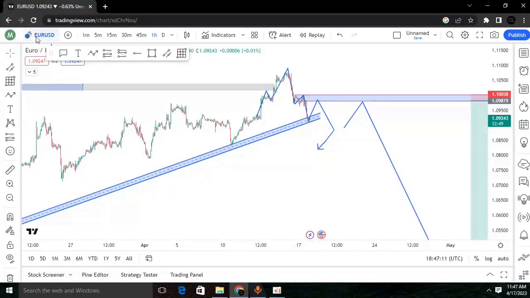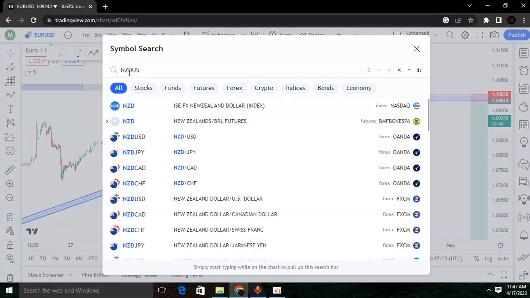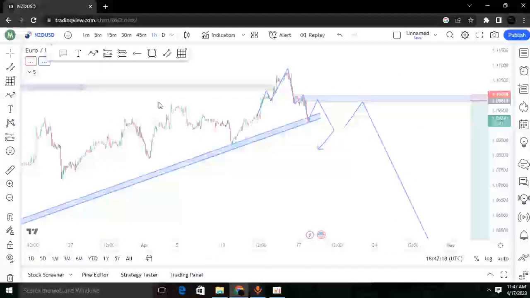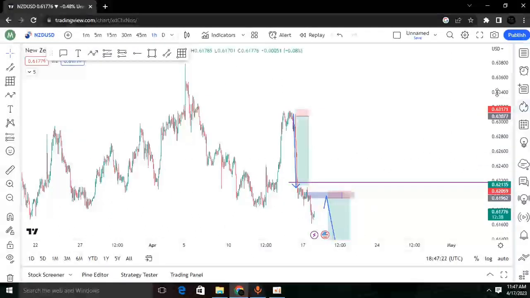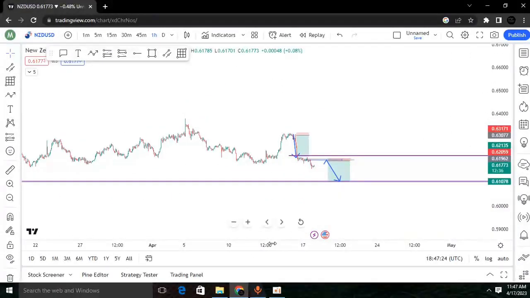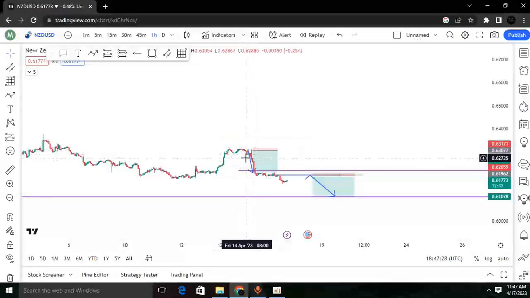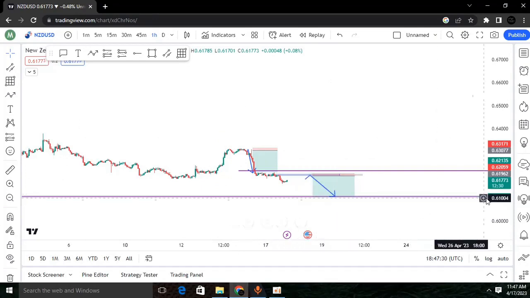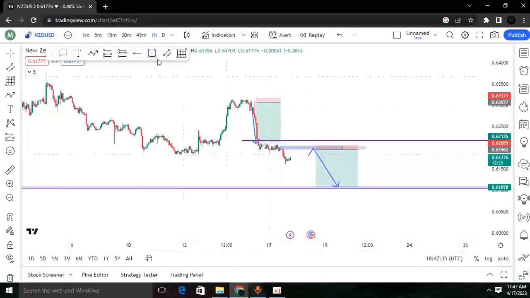So let's try analyzing the NZ USD and see what NZ USD has for us, guys. NZ USD, this is NZ USD. So guys, I gave this setup. We took this setup on Friday. I gave this setup and we made some money. So currently I see this price is trying to give another chance right here, giving another opportunity.